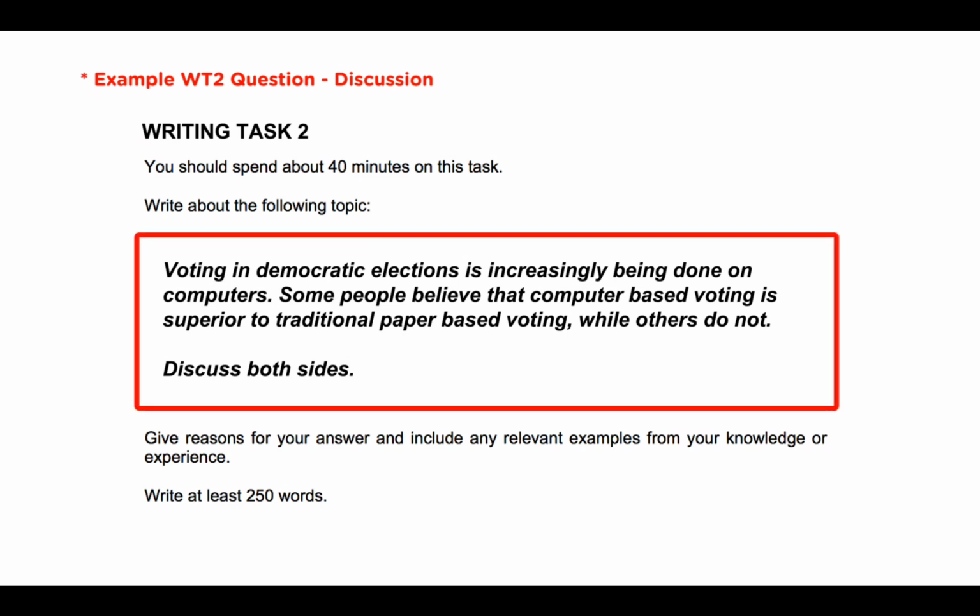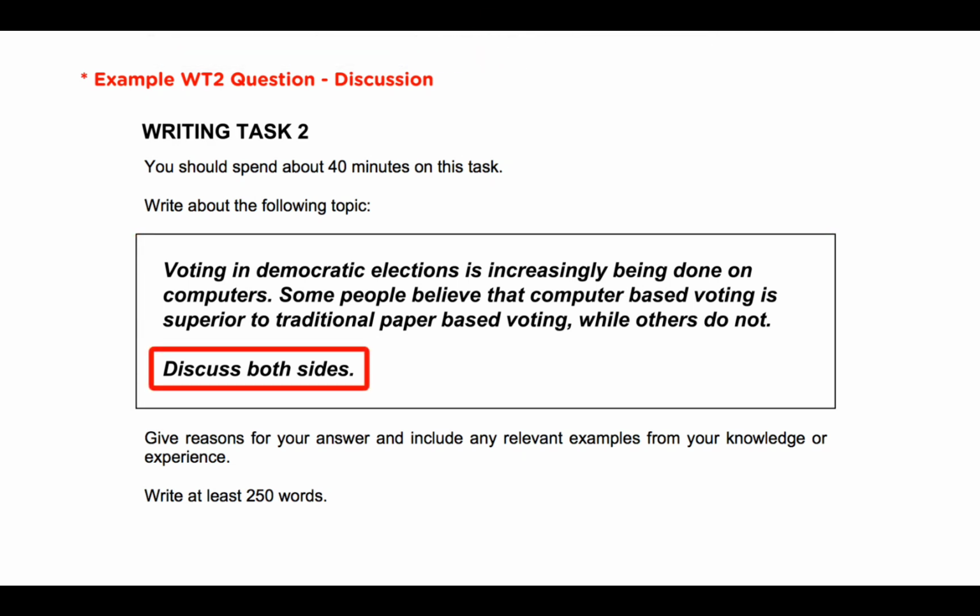It says, voting in democratic elections is increasingly being done on computers. Some people believe that computer-based voting is superior to traditional paper-based voting, while others do not. Discuss both sides. You can see the phrase "discuss both sides" written explicitly at the end of the question prompt, so we know which question type we are looking at.